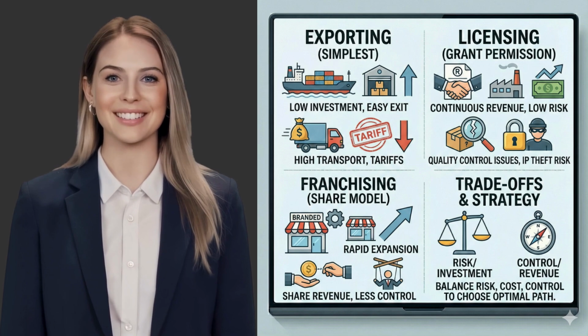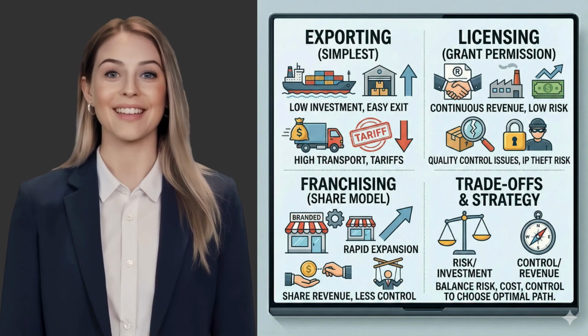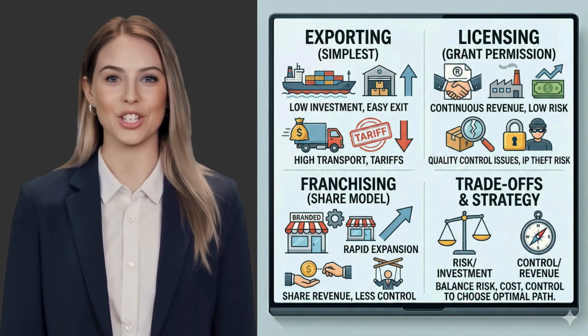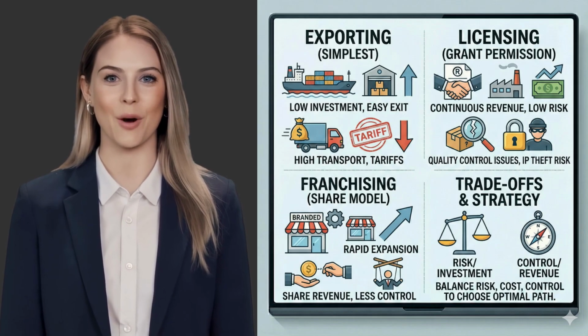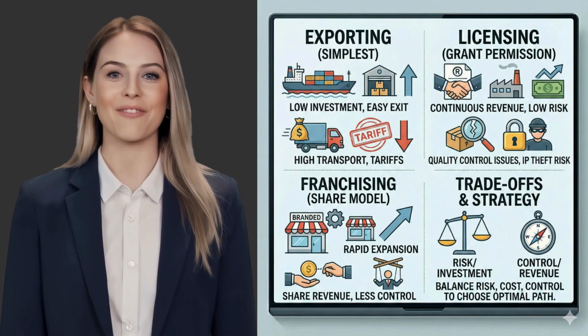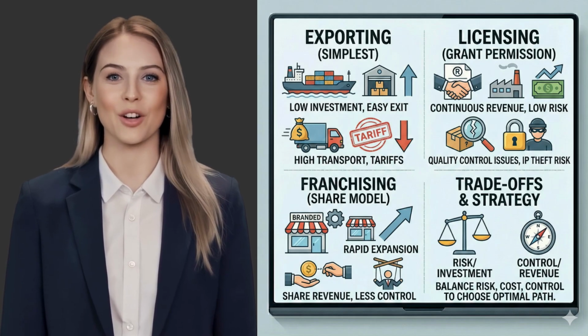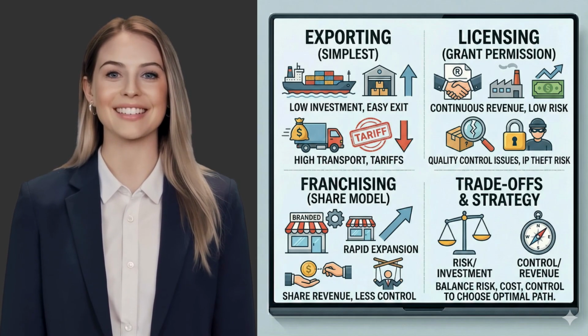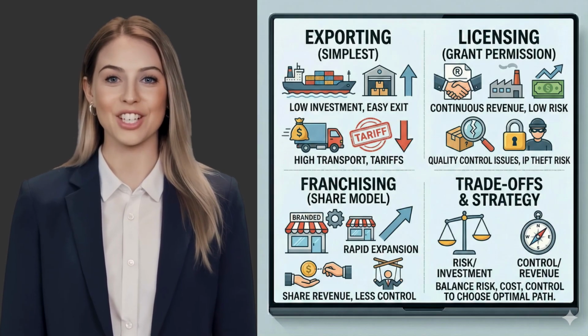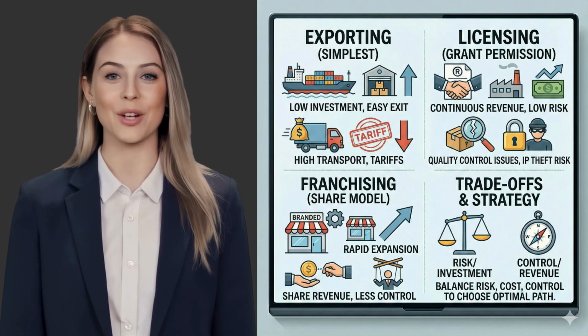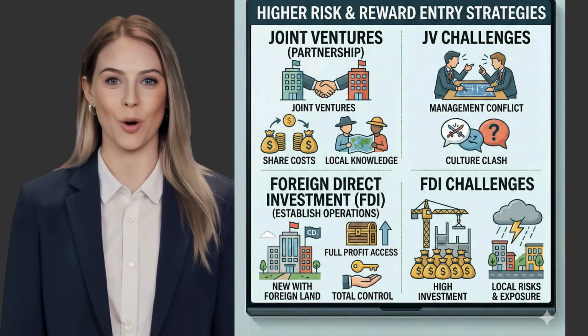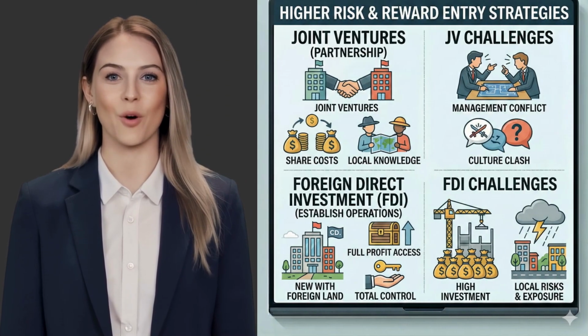Alternatively, there is licensing and franchising. Licensing involves granting permission to a foreign company to produce your product for a fee. This offers a continuous revenue stream with low risk. But you may struggle with quality control and risk intellectual property theft. Franchising is similar, but involves letting a partner use your entire business model, which helps with rapid expansion but requires sharing revenue.